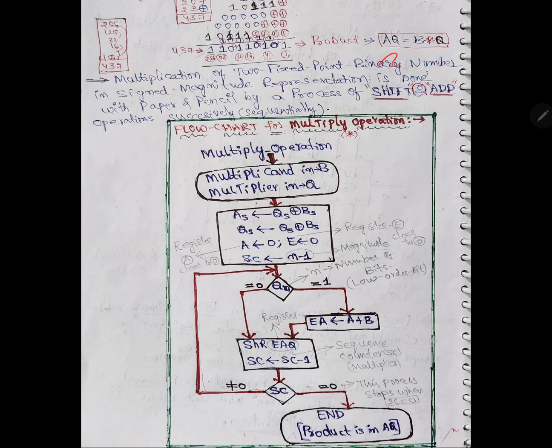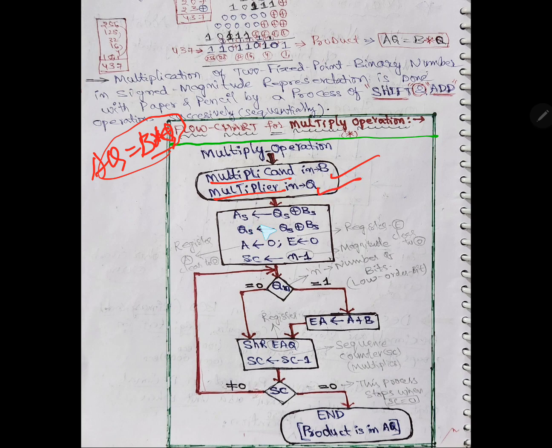Very simple. I will explain it very simply and clearly. See here, AQ. AQ is equal to B into Q. That's what we need to do. Right here, multiplicand in B, multiplier in Q.